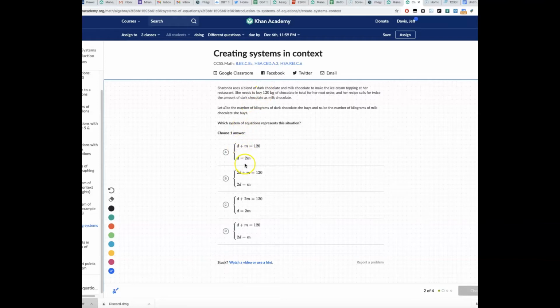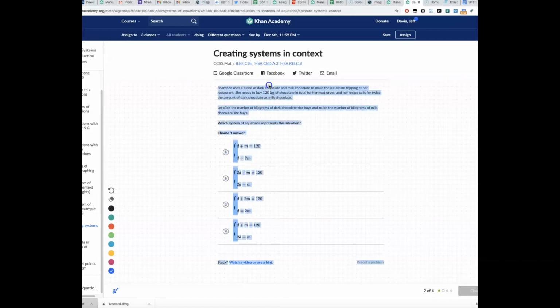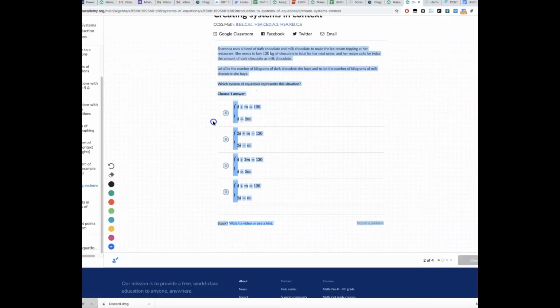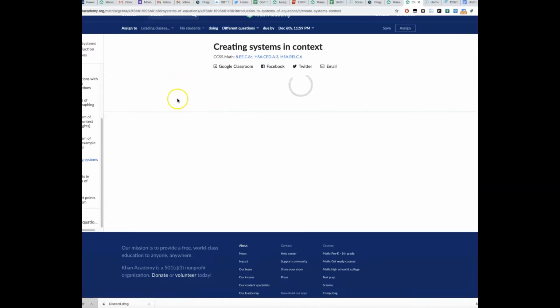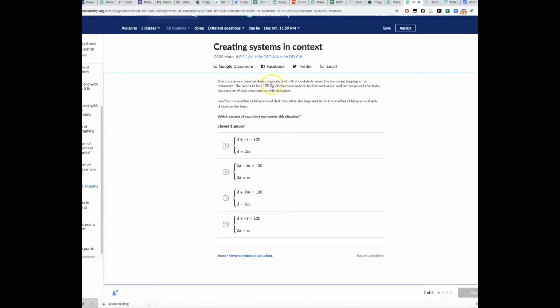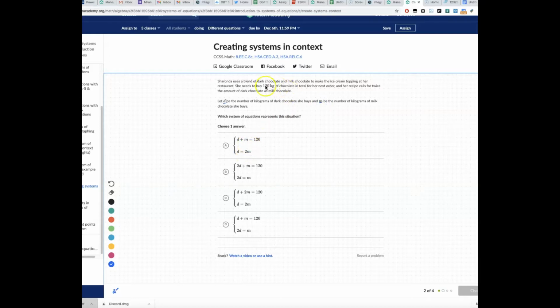So I look down here and I see D and M. So she's got dark chocolate. D for dark chocolate and M for milk chocolate. And then we need 120 kilograms of chocolate total. So when I add up the D and the M, I've got to get 120.